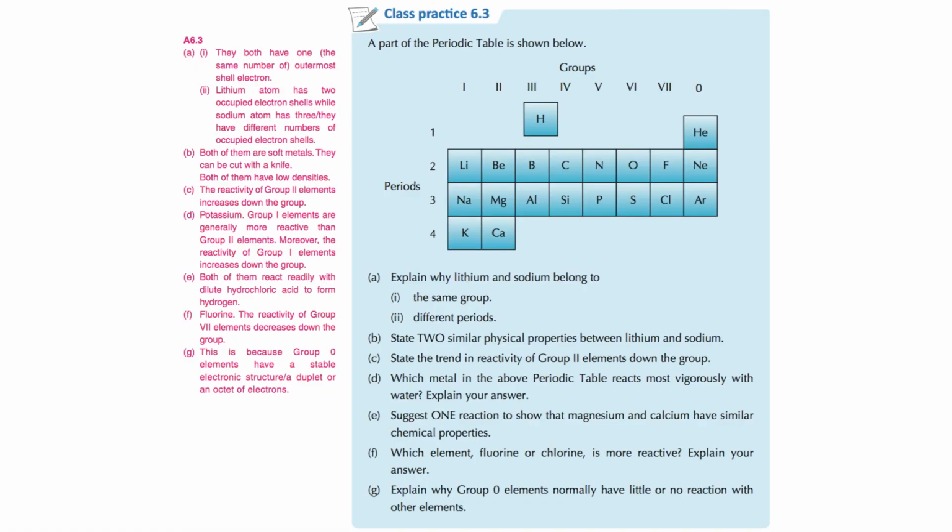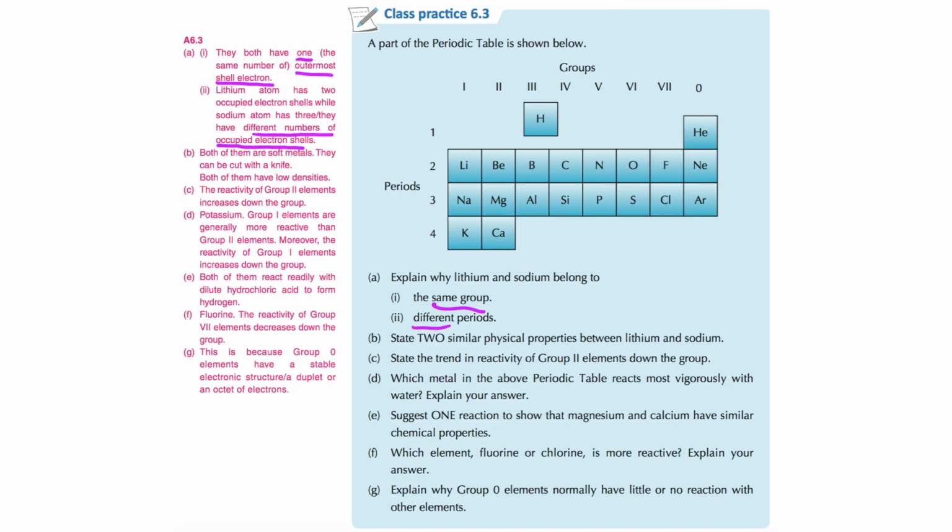So let's have a look at class practice 6.3. Right here, you have a section of the periodic table. Explain why lithium and sodium belong to the same group. Same group, basically because they have the same number of outermost shell electrons, because group depends on the number of outermost shell electrons. But they have different periods, because period depends on the number of occupied electron shells. So therefore they have different numbers of occupied electron shells.